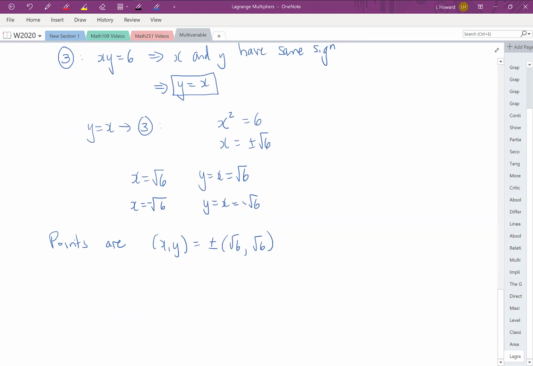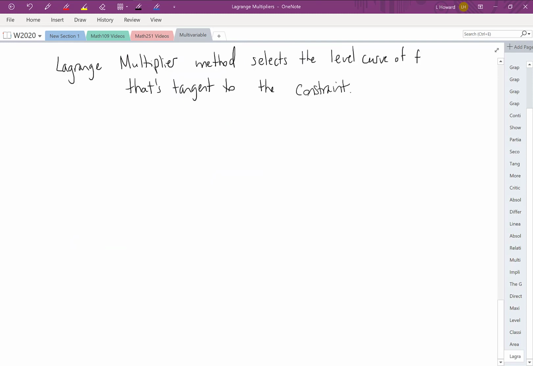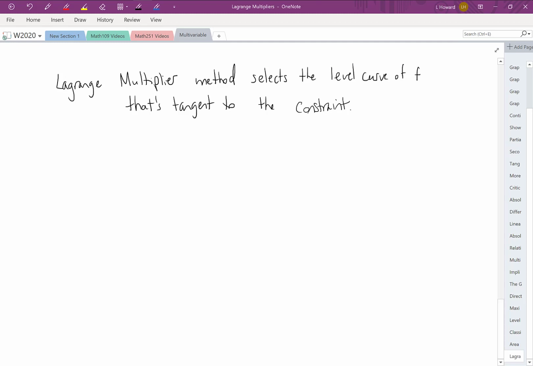So that's our first example of doing a Lagrange multiplier calculation. And I just wanted to talk really briefly, a couple of minutes, about how this method works. The Lagrange multiplier method selects the level curve of our function f that's tangent to the constraint.